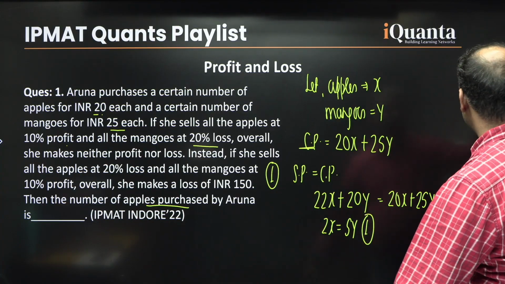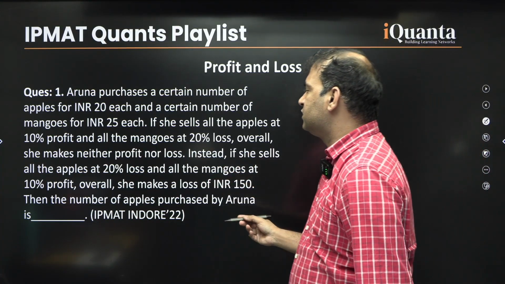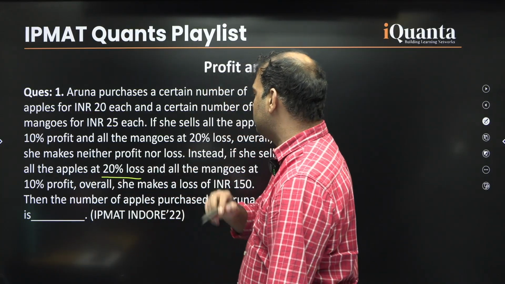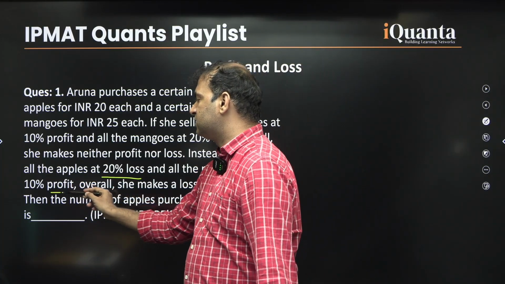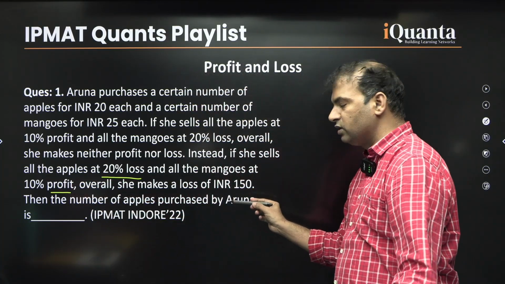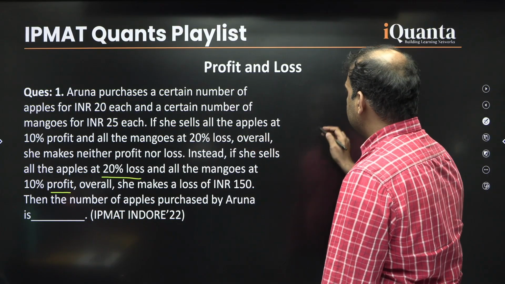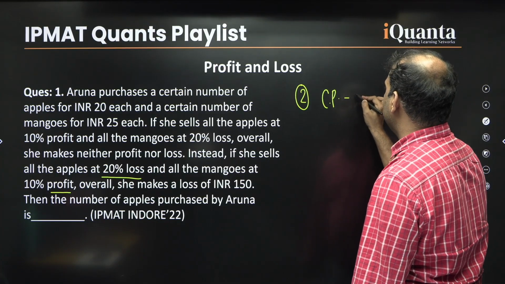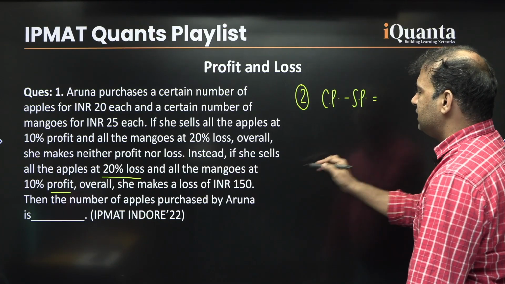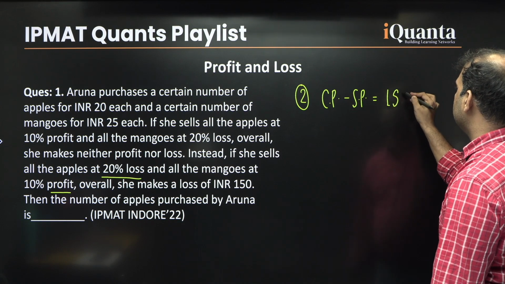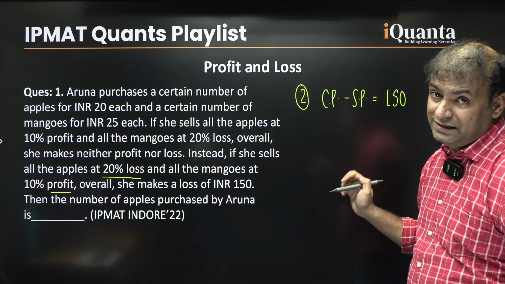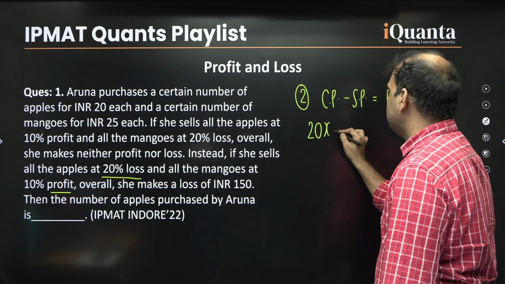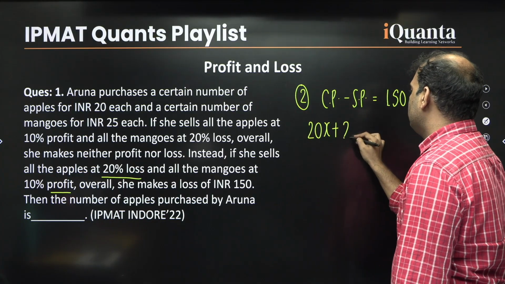Now, guys, the second scenario. In the second case, she sells apples at 20% loss and mangoes at 10% profit. In this case, she makes a loss of 150 rupees. So in the second scenario, there is a loss. That means CP minus SP is the loss, and that's given to us as rupees 150. So we can make another equation on that basis. The cost price, remember, we had already mentioned as 20x plus 25y.